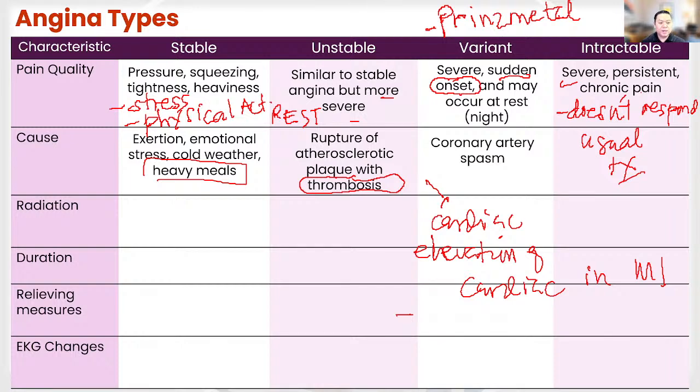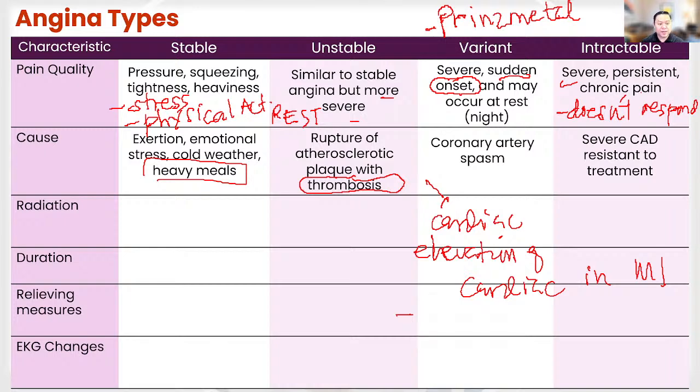Now, here we're going to talk about the intractable type of angina pectoris regarding the cause. What do you think would lead to that? Well, the cause of pain in the intractable type of angina is linked to a severe coronary artery disease that is very resistant to treatment or any medications. And so the coronary arteries are severely narrowed, and it will be really hard to relieve the pain because of the severe narrowing of the coronary arteries.